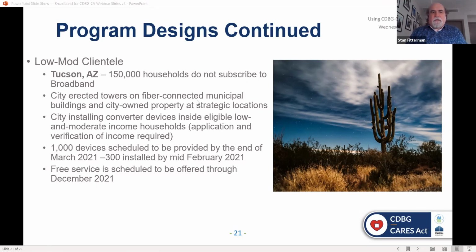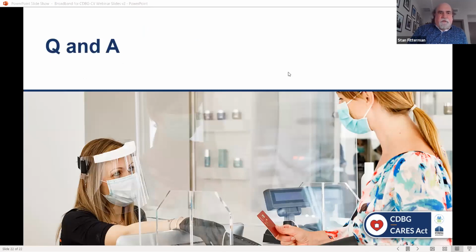So low mod clientele expanded the access, the reach of their broadband on their municipal buildings and city-owned property, and then gave eligible applicants a converter that allowed them to access it. All right, and I think we're back to Q&A, so we can go back to the questions, Diane, if we've got some.